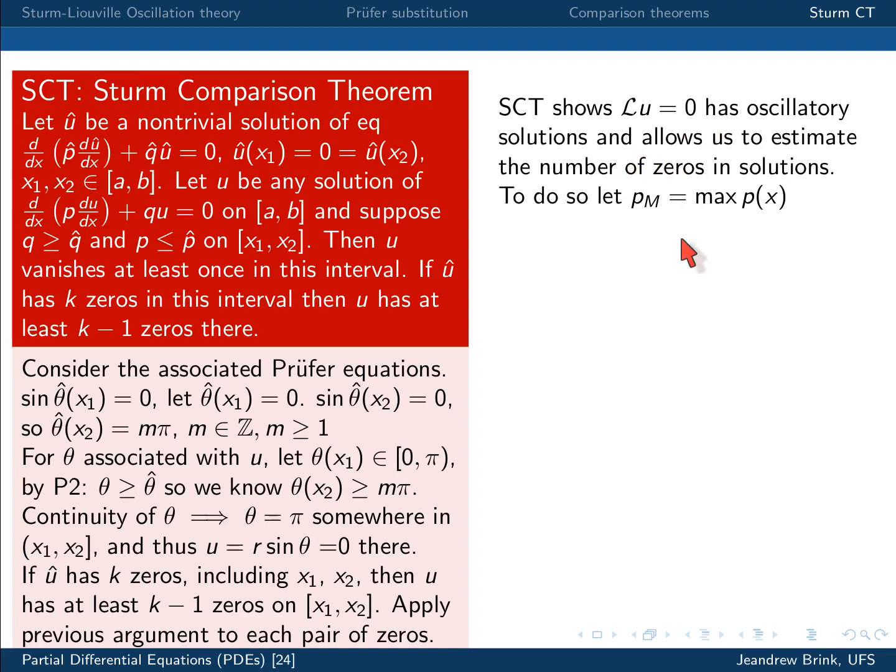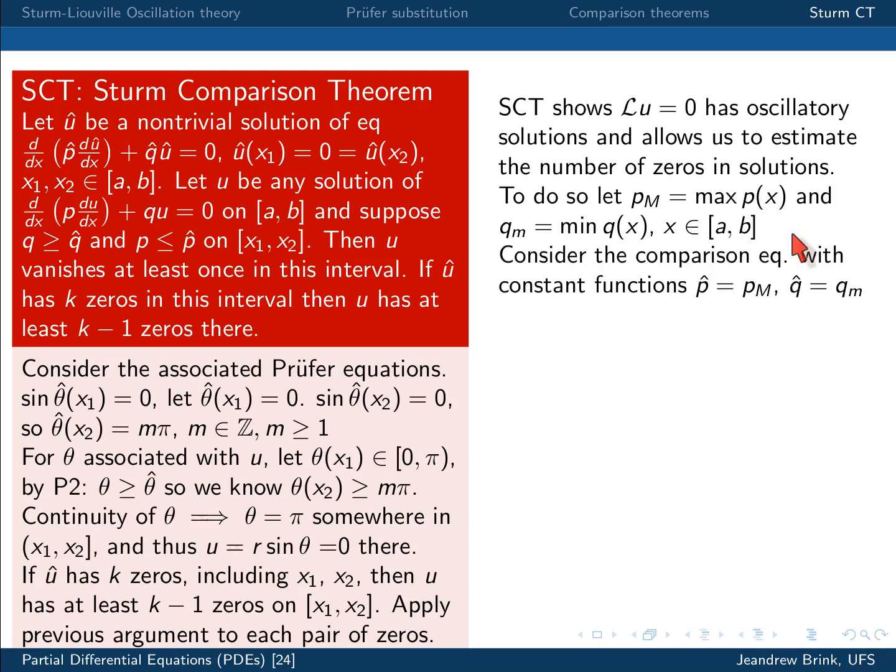To do that, it all comes down to constructing a very cleverly chosen U hat equation that we can manipulate and understand. Let a constant PM be equal to the maximum of P of x on the interval AB. In other words, this function that is quite hard to find a solution for, it's very easy to find the maximum of it on the interval. And let QM be the minimum of Q of x on the interval AB. So we have two constants that we define that way.